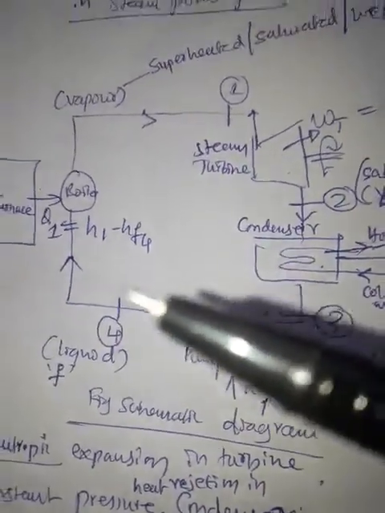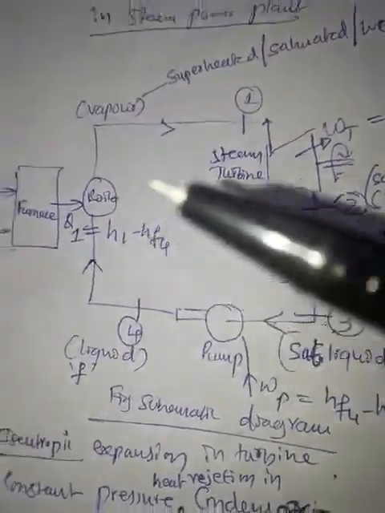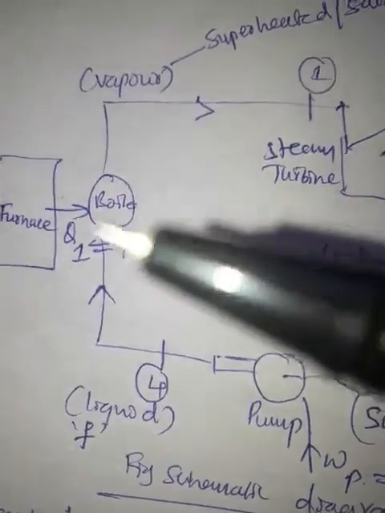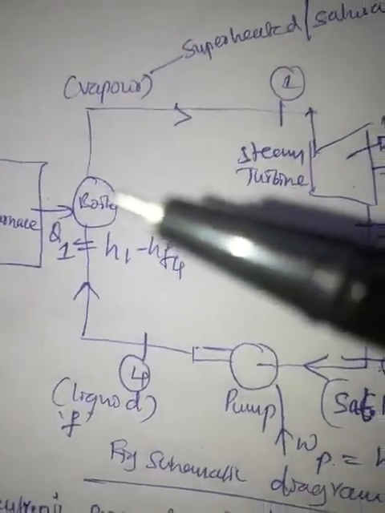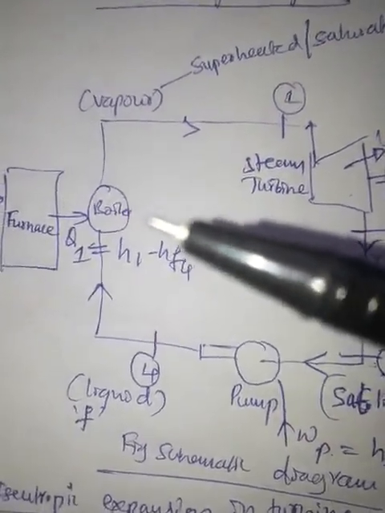Now the water again at state 4 enters the boiler. If you apply the steady state steady flow energy equation to the boiler, then again you will get the quantity of heat supplied to the water inside the boiler.